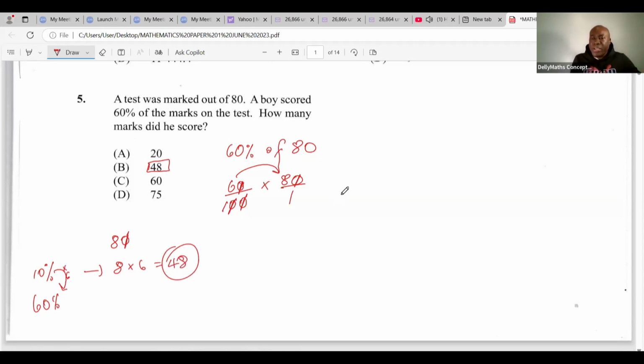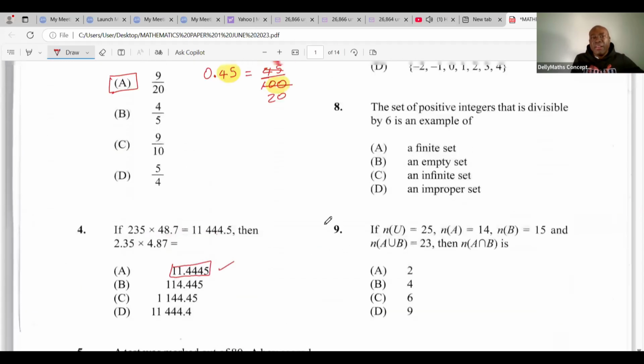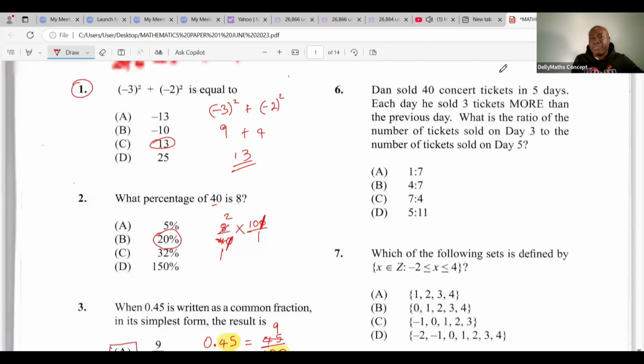So there are various ways that we can approach these problems. You work the method that suits you best. Now let's take a look at the other question right here.